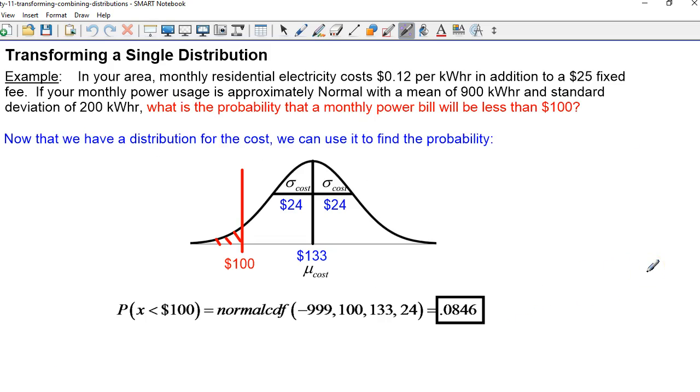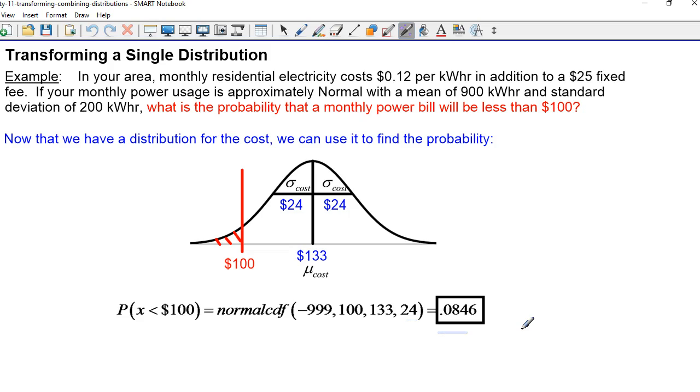And now that we have a mean and standard deviation for cost, we can use this normal distribution along with normal CDF to find the probability that an individual monthly power bill will be less than $100, because $100 is about here. That means the probability of being lower than that would be normal CDF from negative infinity to 100 as the upper boundary, with a mean of $133, standard deviation 24, and that will occur about 8.5% of the time.